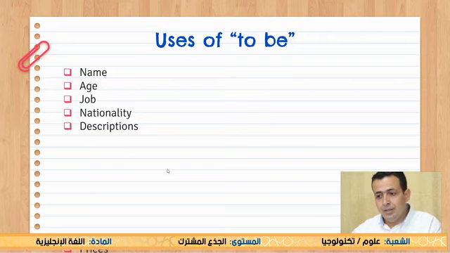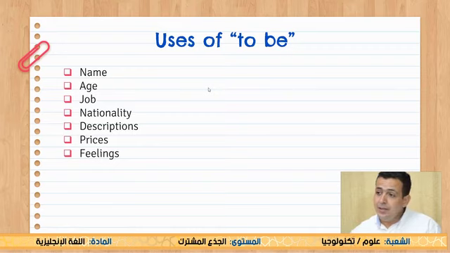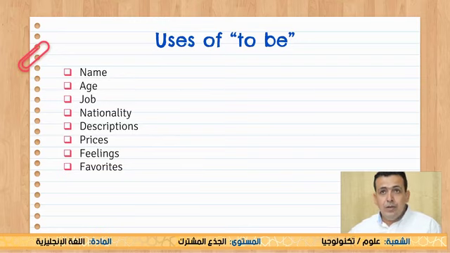The next one is when you talk about prices of goods, things that you buy from supermarkets, markets, etc., you need to be as well. We will see some examples for every case in a few moments, okay? Then comes feelings. When you describe feelings and emotions, you need the same verb, which is to be. Next case is when you talk about your favorites. It may be your favorite pop star, your favorite music, your favorite film, your favorite sport, etc. So again, you need the same verb as well.